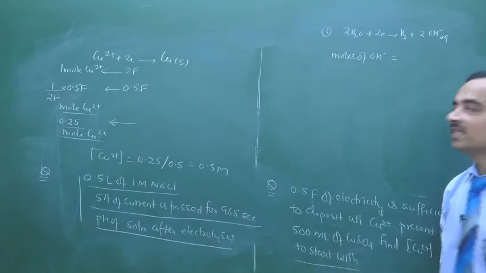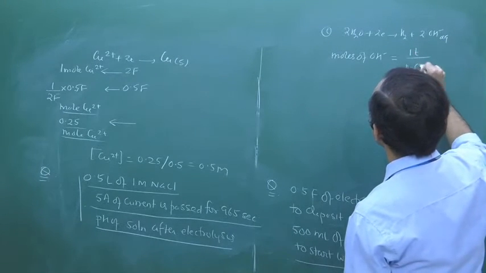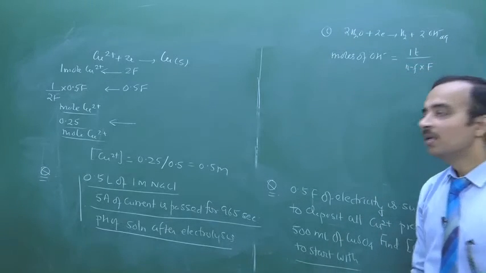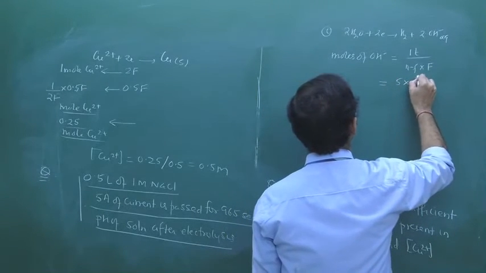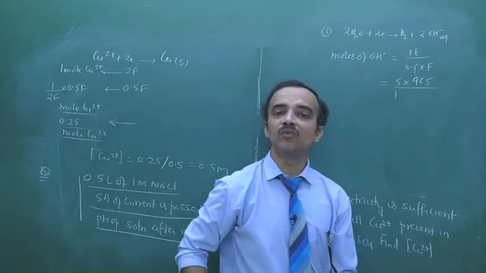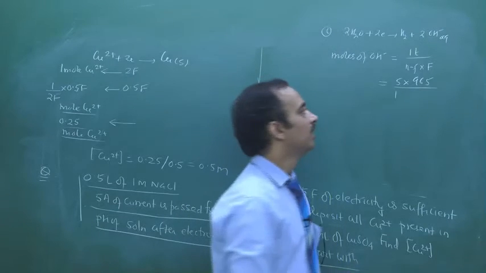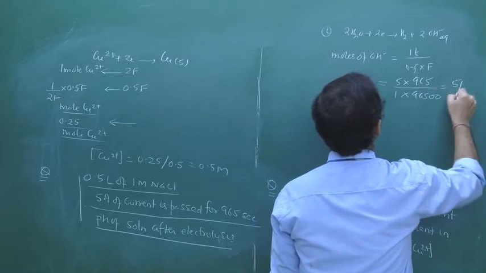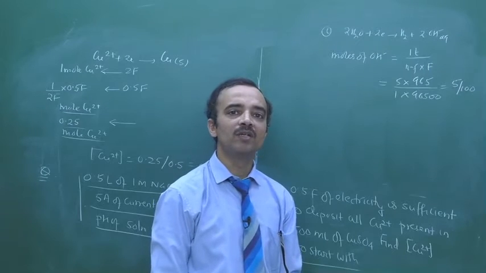Beta, moles of OH negative formed are equal to I T upon n factor into F. Is it clear? Beta, I is given to us how much? 5 ampere. T is 965 second. N factor of OH negative is 1. N factor of an ion is equal to charge on the ion. Now F is 96500. It is 5 by 100. Is it clear, beta? Moles of OH negative.